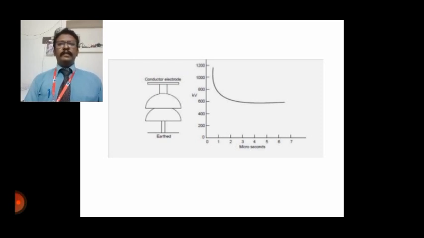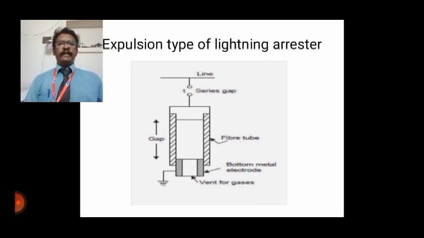This means that every operation of the rod gap results in the LG fault, that is, a line to ground fault, and the breaker must operate to de-energize the circuit to clear the flashovers. The rod gap, therefore, is generally used as a backup for the protections. Next, we are going to see about the expulsion type of lightning arresters.